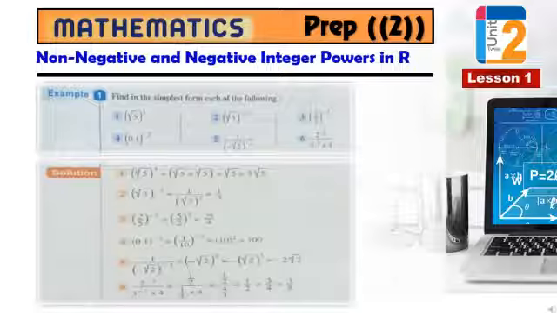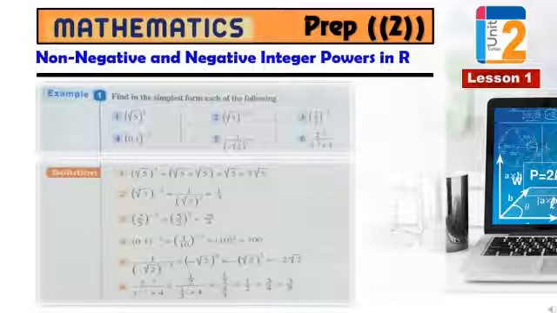Okay, now let's take some examples. Find in the simplest form each of the following. Number 1, square root of 5 to the power 3. It means we multiply square root of 5 by itself 3 times. And in example number 2, square root of 3 to the power negative 2. In this example, the sign of the power is negative, so we put it in the denominator with a positive sign. So square root of 3 to the power negative 2 equals 1 over square root of 3 to the power positive 2, equals 1 over 3.